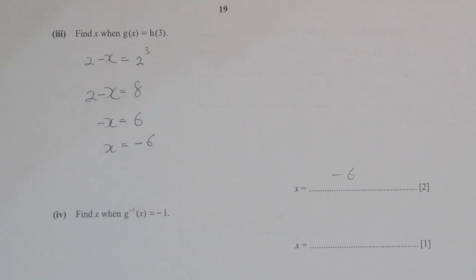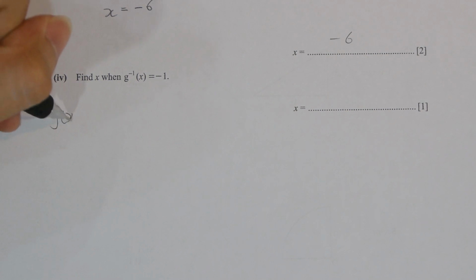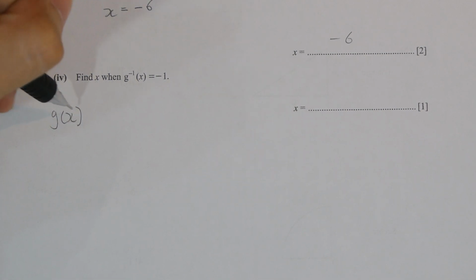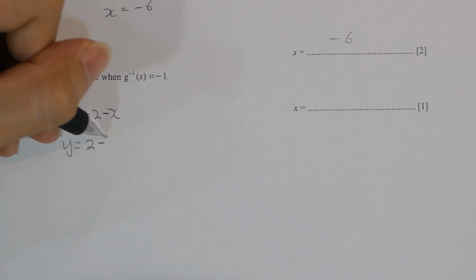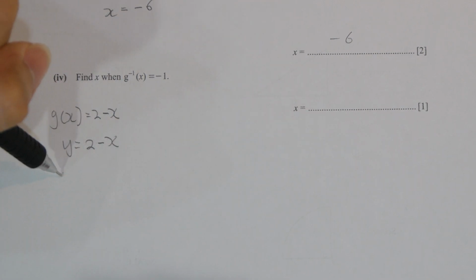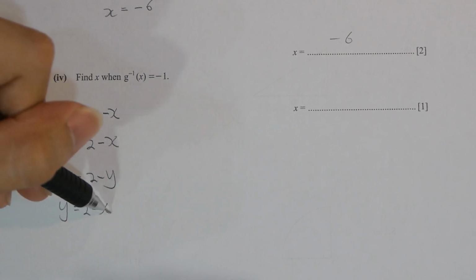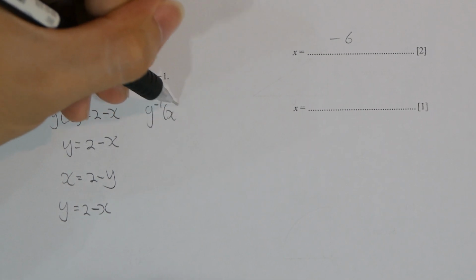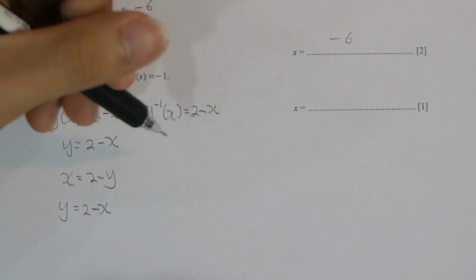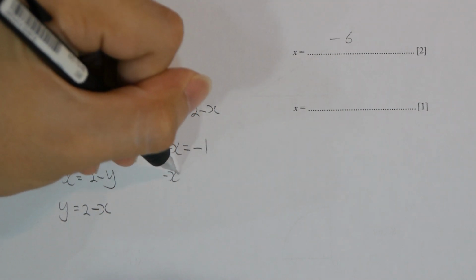As for the last one, this is actually an inverse function. So this is the step breakdown. First you change g(x) into y equals 2 minus x, swap their places, then you rearrange to get the new y. So the new y will actually be 2 minus x. So 2 minus x equals -1, then you get x result as 3.